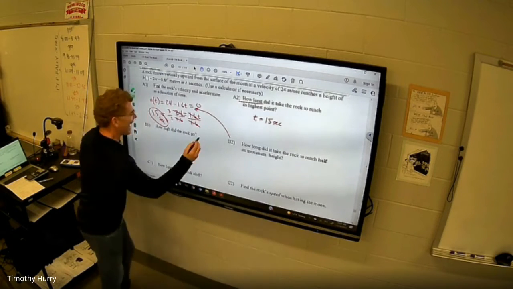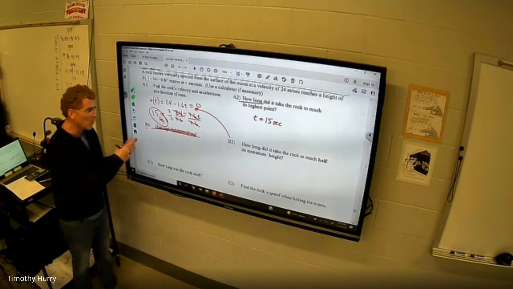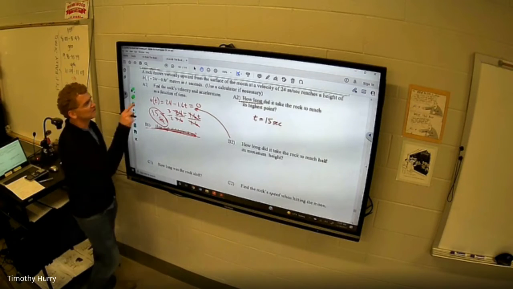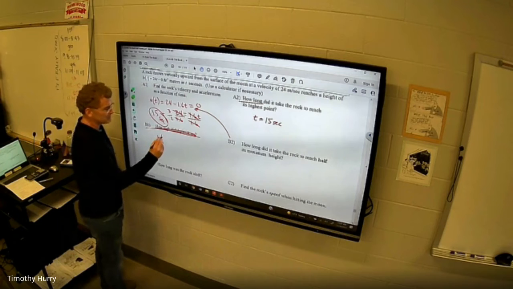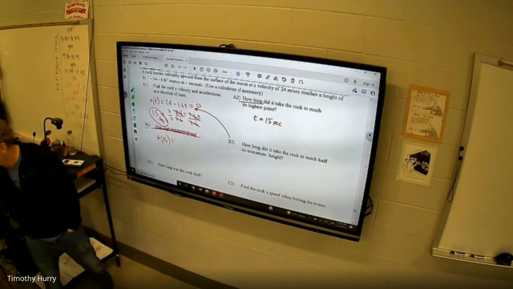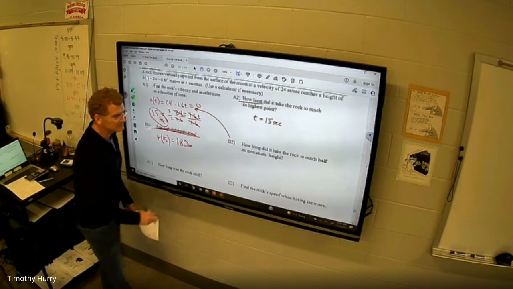So it took me 15 seconds to reach the highest point. Now, how high did it go? If it took 15 seconds to reach that height, what was that height? What do I find? So h of 15, the height at 15 seconds. Make sure you label it, but you don't have to show all the math if it's a calculated question. So you plug 15 in, I'll go ahead and tell you it's 180 meters.